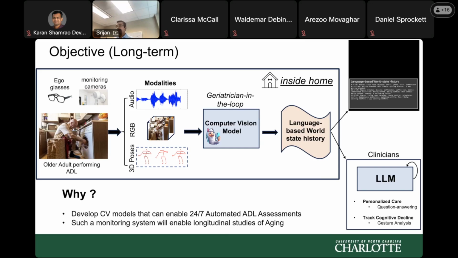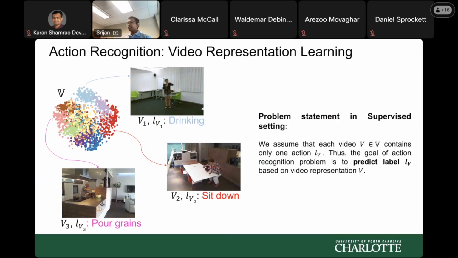But let's take a step back and formulate this problem the way we used to formulate it several years back. In computer vision, we call this an action recognition problem, which is basically video representation learning. We want to develop a model which will take a video as input and classify what the person is performing in this video.